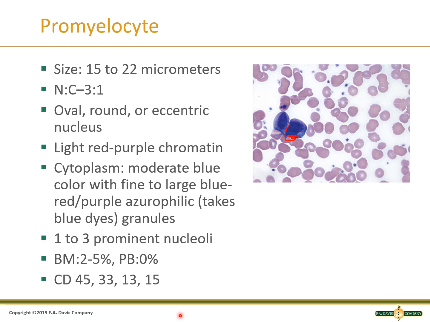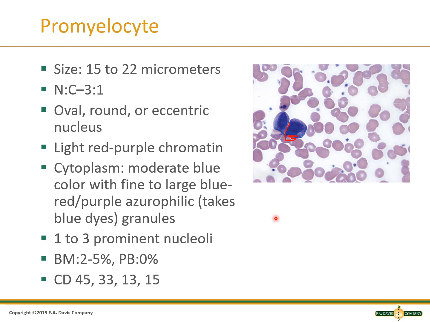The cytoplasm is going to be a moderate blue color with fine to large blue, red, or purple looking azurophilic granules. Azurophilic means it takes on those blue dyes when it's stained. You will be able to see 1 to 3 prominent nucleoli. Unfortunately, this image is so small, I cannot point out the nucleoli in the nucleus for you.